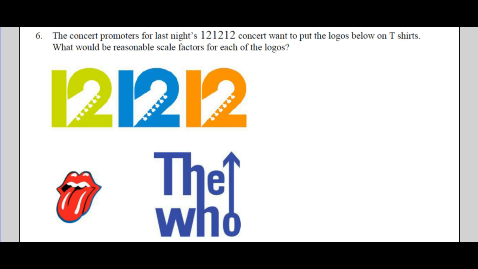The concert promoters for last night's 1-2-1-2-1-2 concert want to put the logos below on t-shirts. What would be reasonable scale factors for each of the logos? Okay. So if you measure this, you will see that the actual length is 5.7 centimeters. And if you measure this, you will see that that length is 1.3 centimeters.